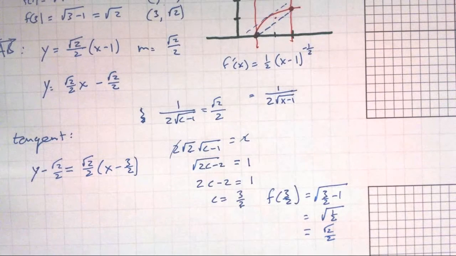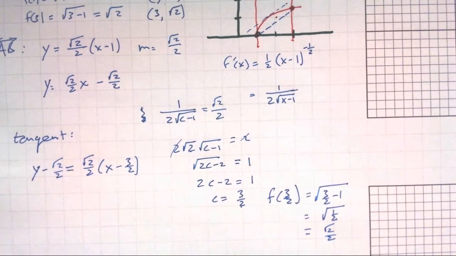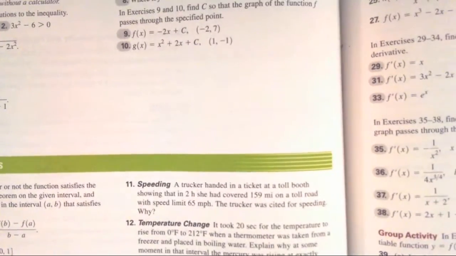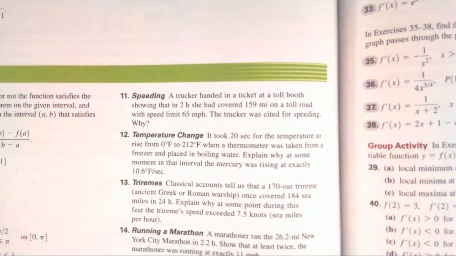Very good chance that back of the book answer might have that in slope-intercept form, but at no place here did it ask us to do that. Okay. Then let's take a look at number 12 here. We're just going to do some calculator work with this one.